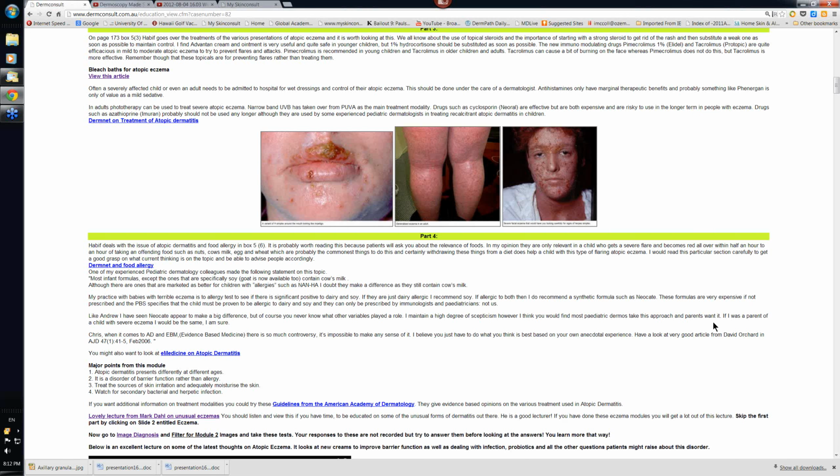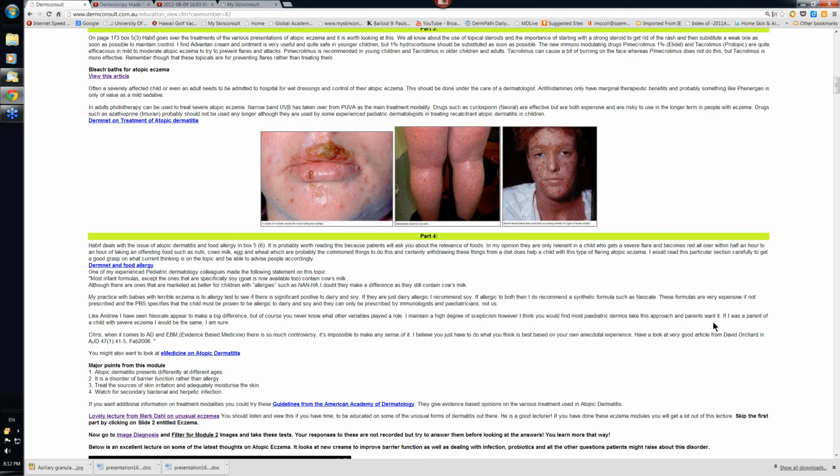Remember also that atopics in later life can go on and develop a hand dermatitis, and often it can be quite a severe hand dermatitis, and even those patients may require systemic therapy. We talked about that the last time we talked about the dermatitic process. So I said here these were the main points from this module.